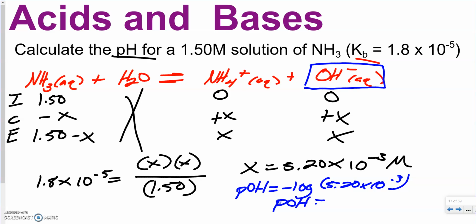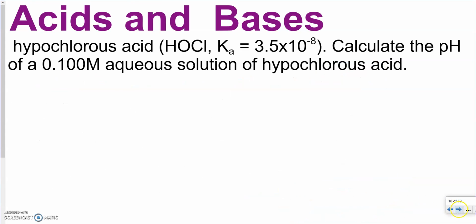I get a pOH value of 2.28, and if we're going to be persnickety about sig figs, it should be 2.284. Remember, after the decimal is where our sig figs start in pH and pOH. Subtract that from 14, and we get a pH value of 11.716. Okay, so not too bad. Pretty easy in reality. It's no different than what we've been doing. We've just got this extra step of calculating pH or pOH as necessary.